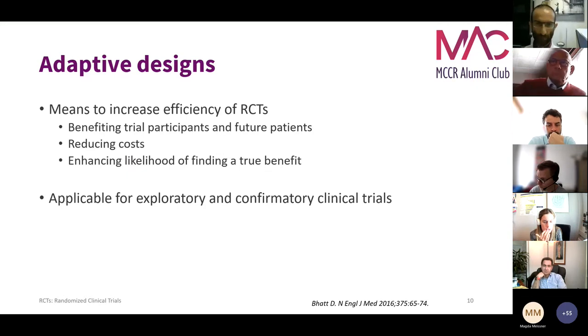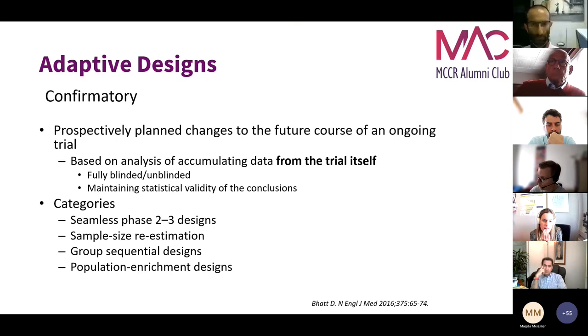You enhance the likelihood of finding a true benefit, if there is any, with your drug, and it applies to both exploratory and confirmatory clinical trials. I will focus on the confirmatory ones. And what is it? It means that we have changes that we are prospectively planning in the future course of the trial that we have ongoing. The difference is that we're not waiting for a phase three trial to pass years and years to end, but we're nurturing the trial based on the analysis of the trial itself. And it works for fully blinded and unblinded, and it does not take away the validity of your conclusions.